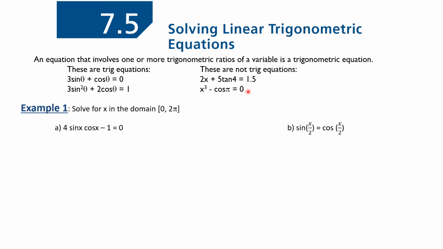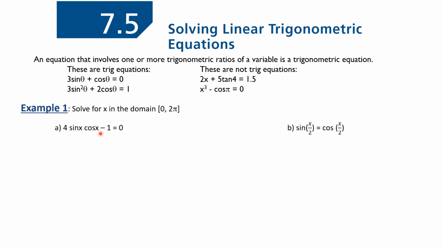These are not, this doesn't have an unknown for your angle. And same with this one, pi is a number, it's a constant. So those are not trig equations. These are trig equations. We're going to solve these two equations in this domain, meaning we don't need to find answers outside of this domain, although they do exist. Solve for x in the domain 4 sine x cos x minus 1.